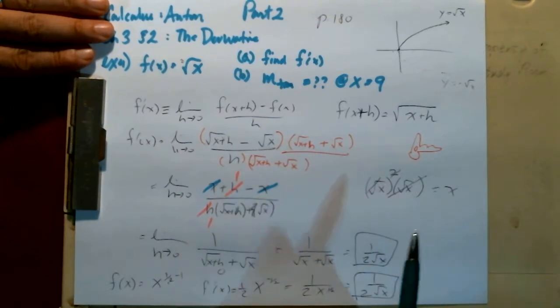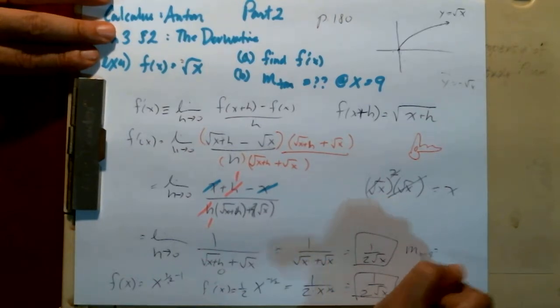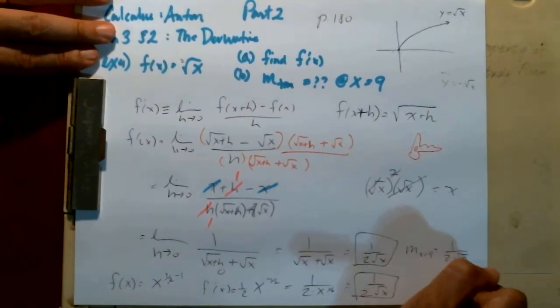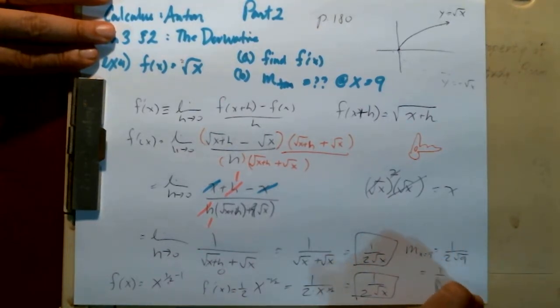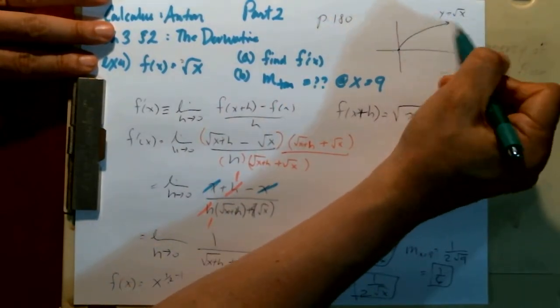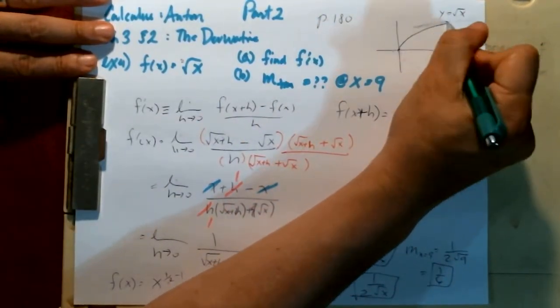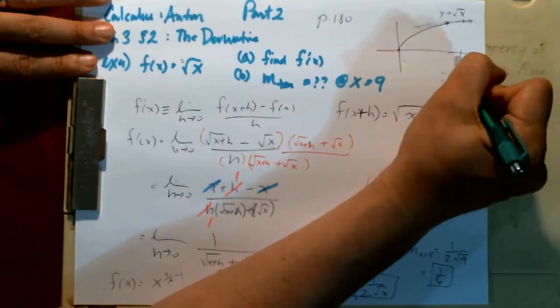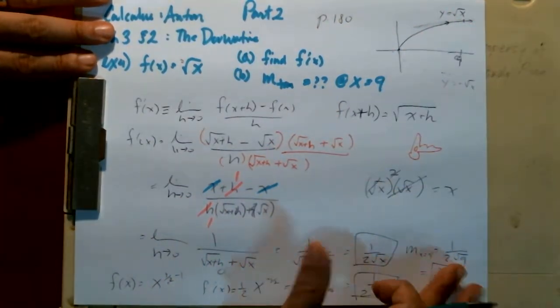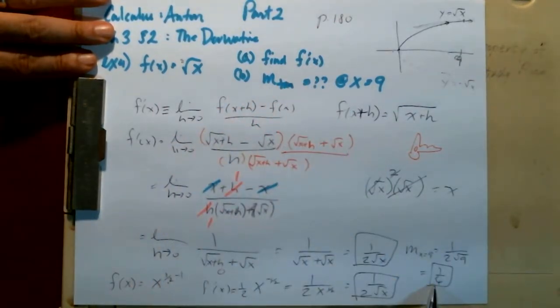That's part 1. Part 2, now you find the slope at x equals 9, you just plug it in. 1 over 2 times the square root of 9. Square root of 9 is 3, times 2 is 6. And there's your slope. The slope is 1/6. At approximately 9, the slope is going to be very flat, kind of like this, at x equals 9. And that's part 1, which is f prime of x, and part 2 is find the slope at x equals 9, 1/6.